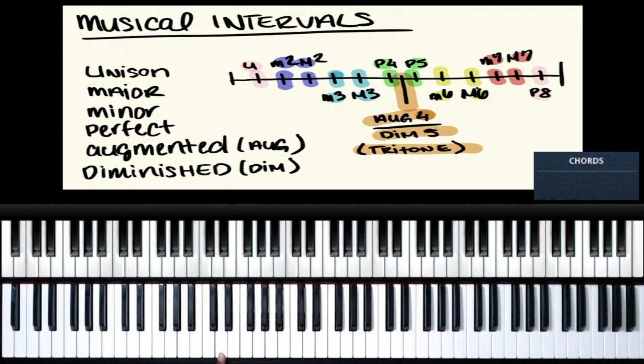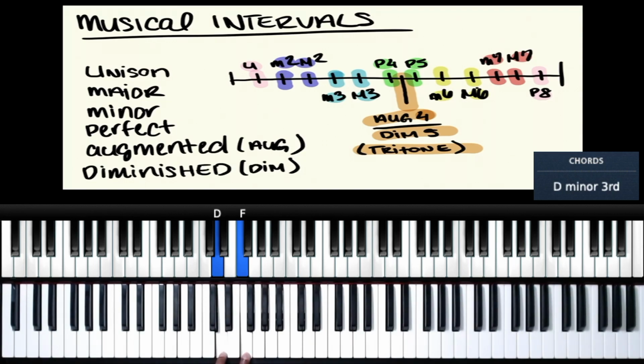Okay, so if I wanted to measure the distance from, say, D to F, what I would do is I would first look at how many letter names are spanned. Okay. D, E, F, 3. So that means from D to F is some type of a third.